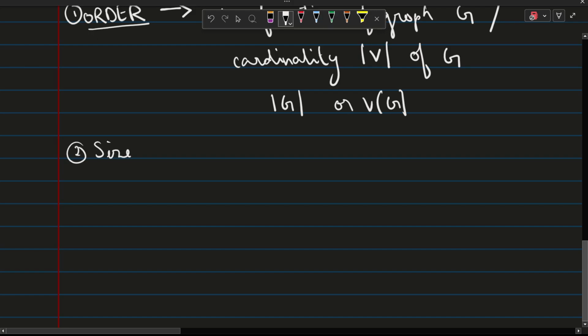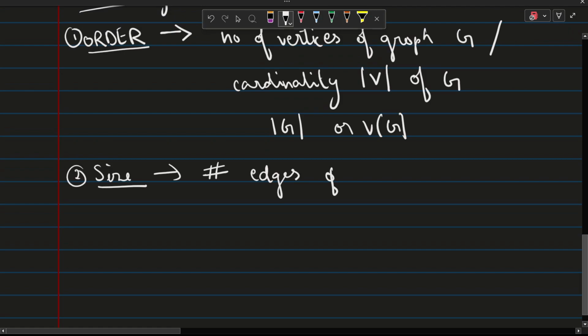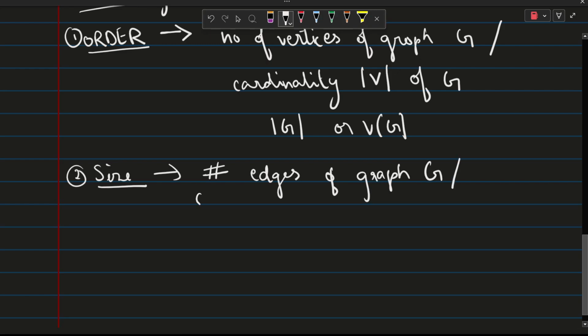Size. This is also similar to order, but this is the number of edges, or similar to the above, cardinality of E. This is denoted by E of G.